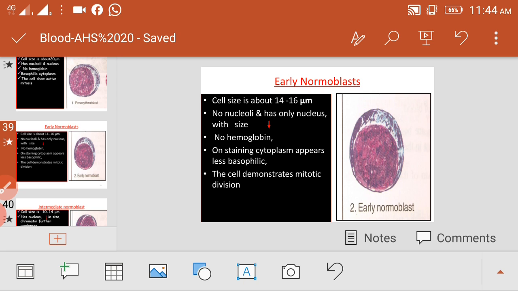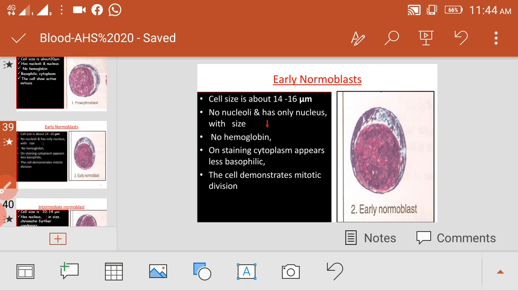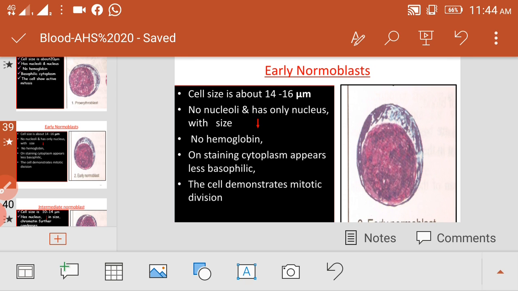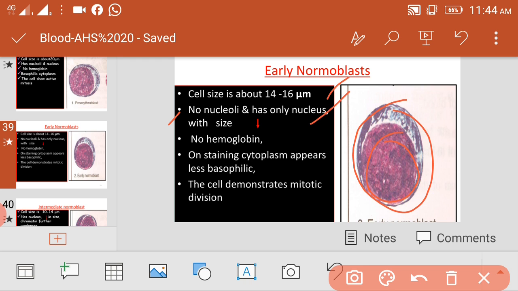The early normoblast has a size of 14 to 16. You can see that the previous stage was 20, and this is 14 to 16, which means it is decreasing. There is no nucleolus here, only the nucleus is present. The nucleus size is also decreasing, so not only the cell size, the nucleus size is also decreasing.